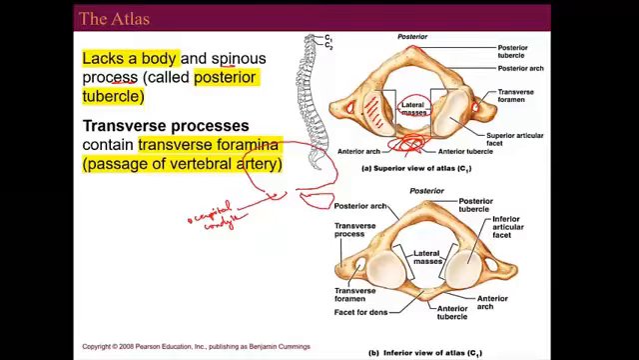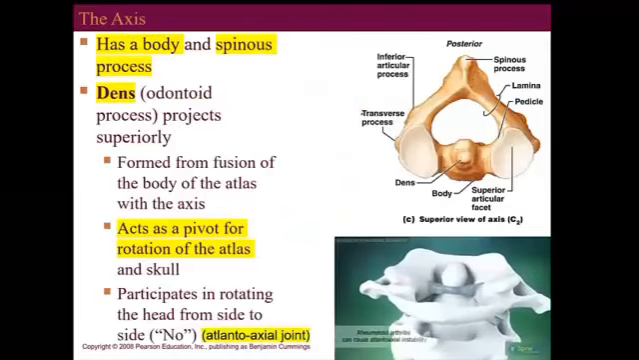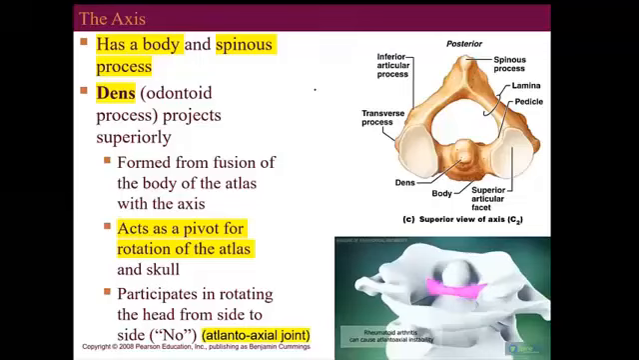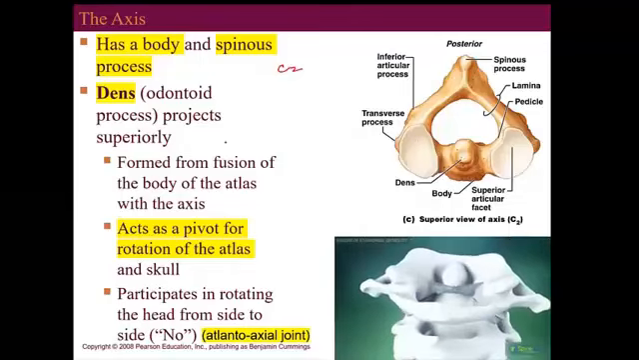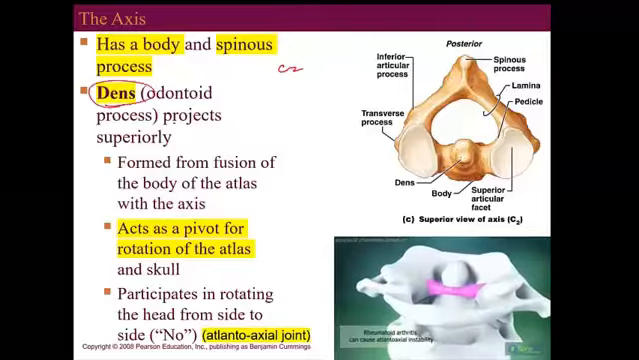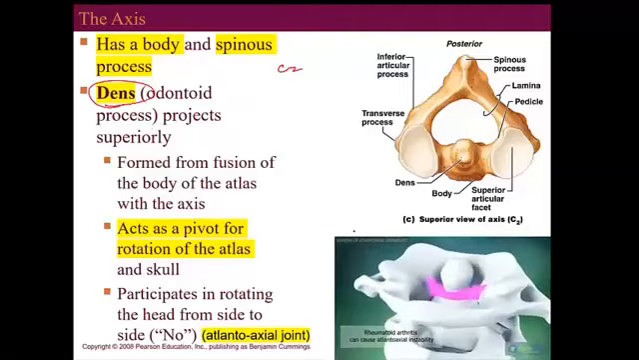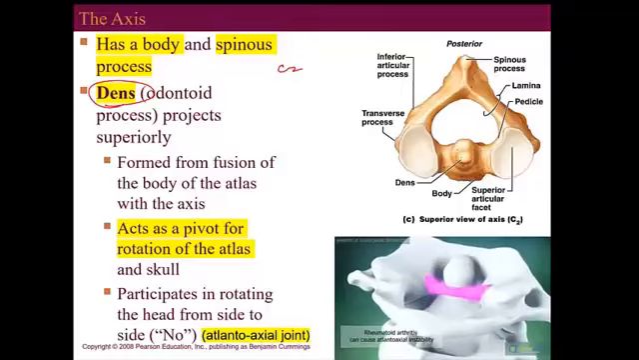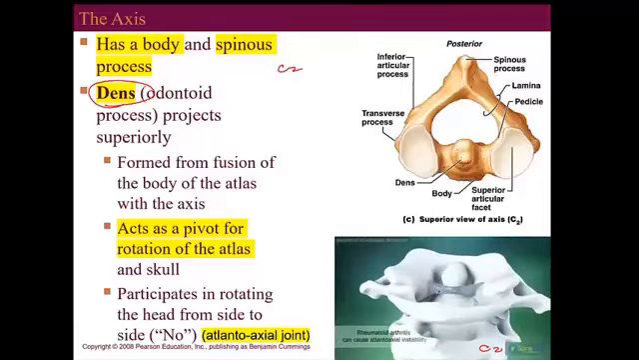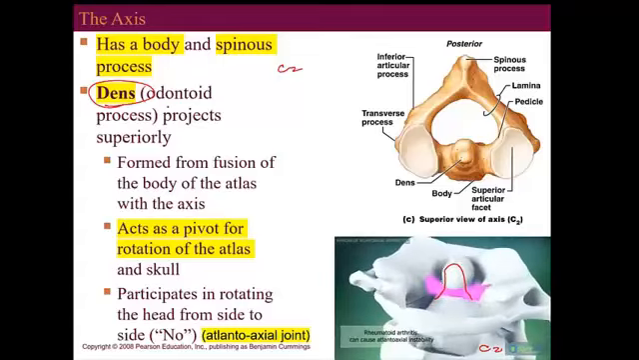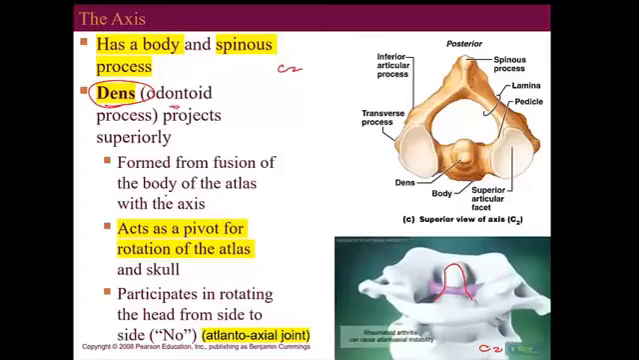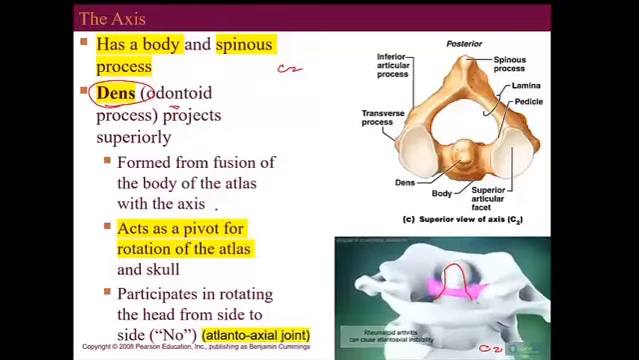Now, let's take a look at the axis. The axis is C2, the second cervical vertebra. What's unique with this is it has what we call the dens, or the odontoid process, that projects superiorly. So this is C2 that you see here, and you see that thing that protrudes upward, that is called the dens. It's formed from fusion of the body of the atlas with the axis.